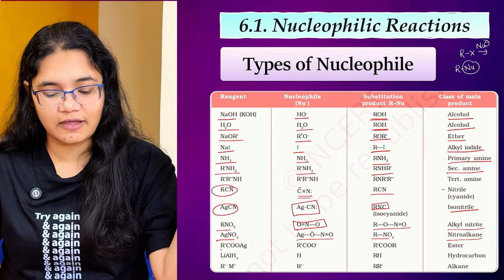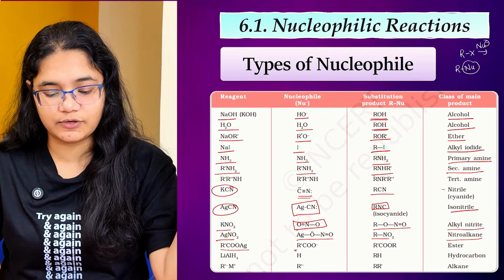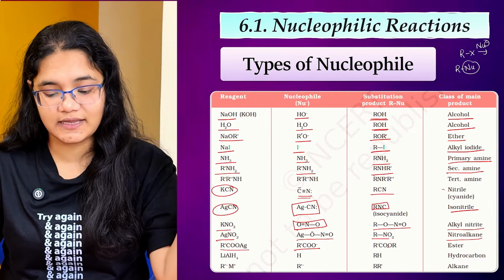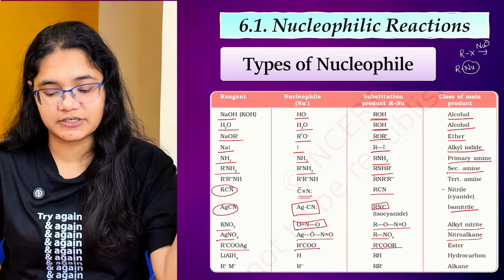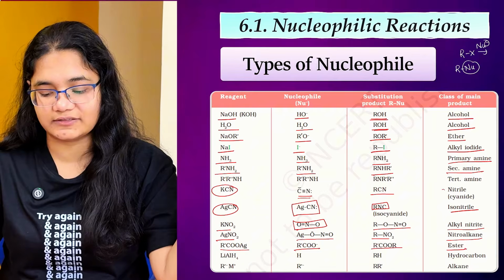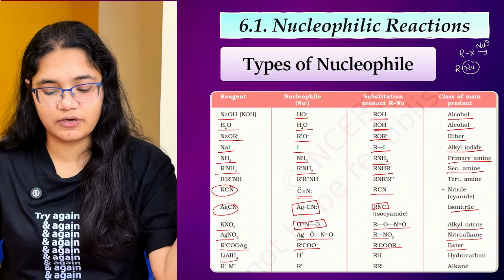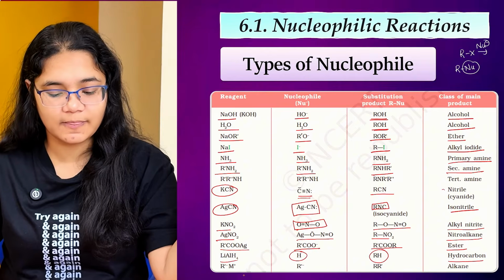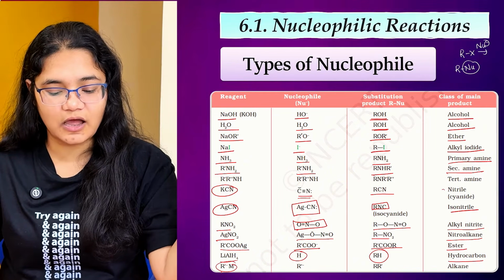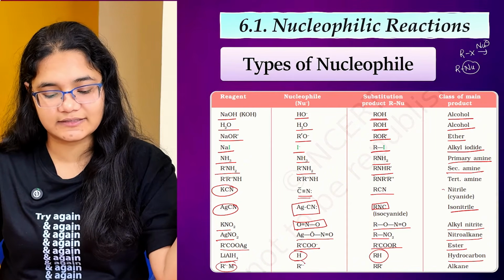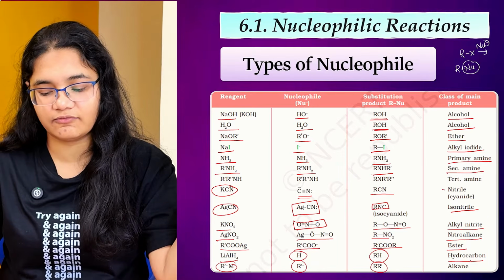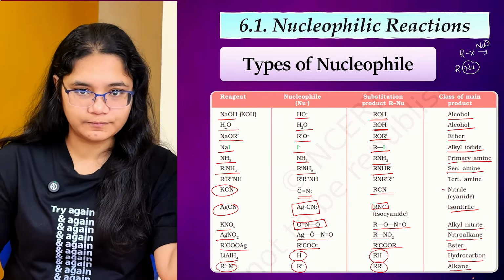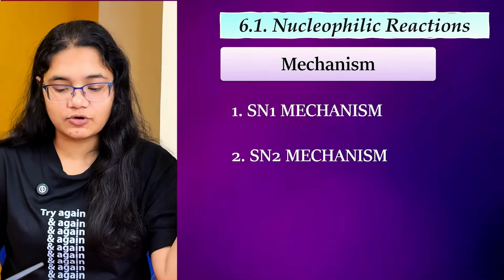Now, similarly, if you have RCOOAg, the nucleophile is RCOO minus, and you will get the product R-C double bond O-R, which is an ester. LiAlH4 will give you a nucleophile H, and you will get the product RH, which is a simple hydrocarbon. Next, if you have a Grignard reagent R-MgX, R minus is the nucleophile, and R-R will form, which is the alkane group. Clear? Now let's talk about the mechanism.